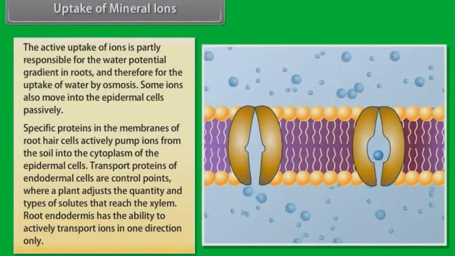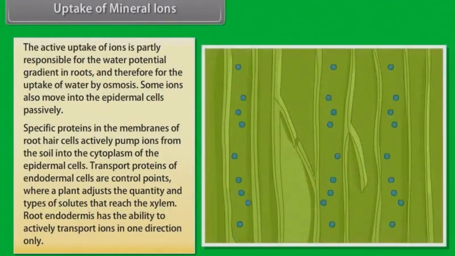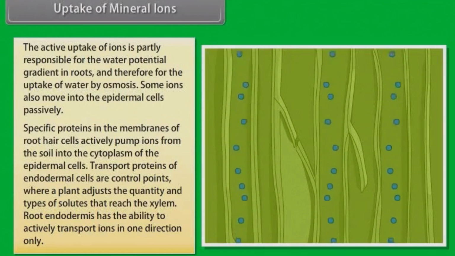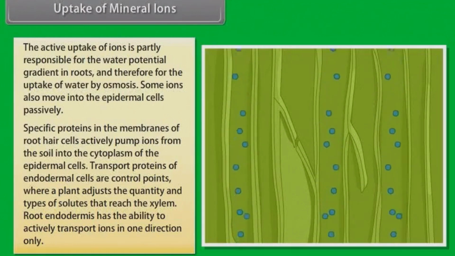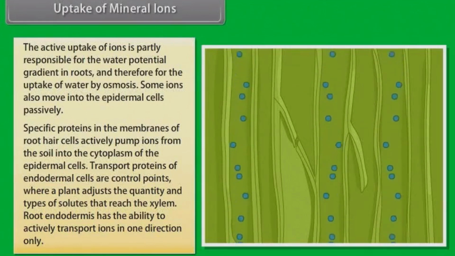Like all cells, the endodermal cells have many transport proteins embedded in their plasma membrane. They let some solutes cross the membrane, but not others. Transport proteins of endodermal cells are control points where a plant adjusts the quantity and types of solutes that reach the xylem. Note that the root endodermis, because of the layer of suberin, has the ability to actively transport ions in one direction only.